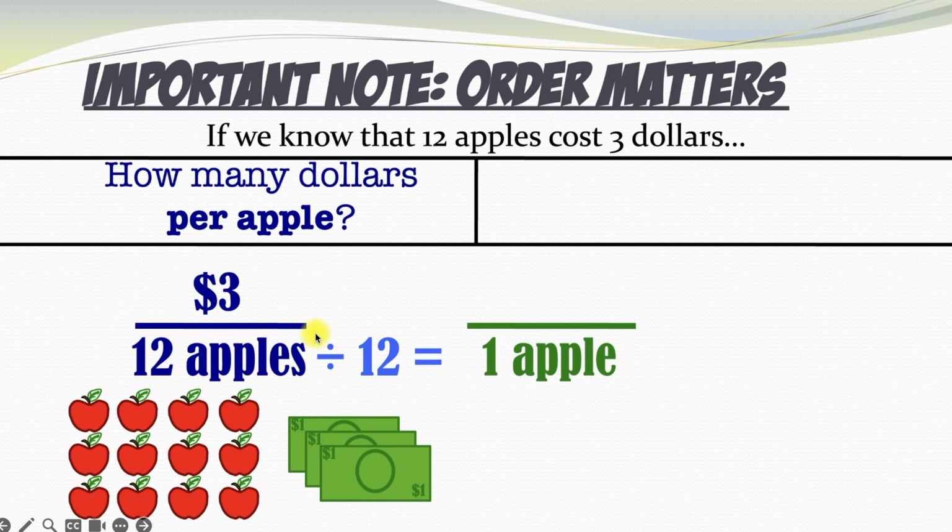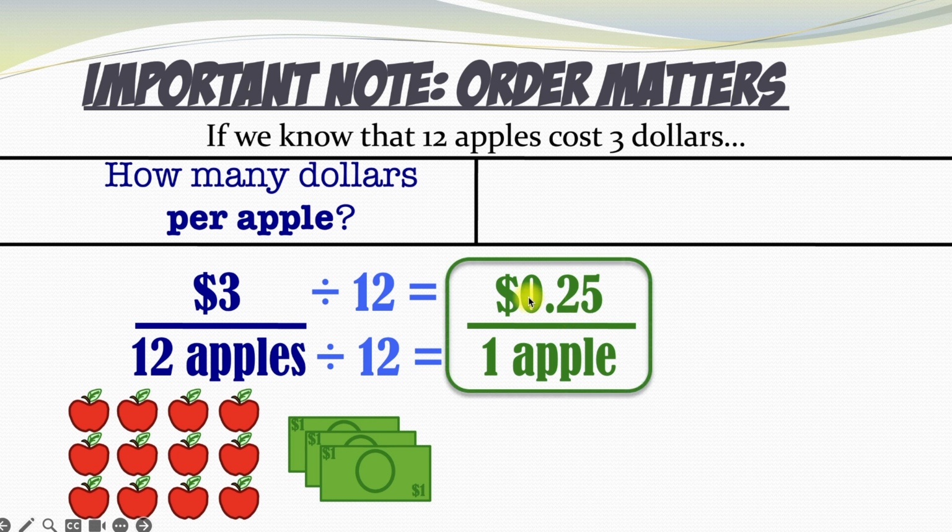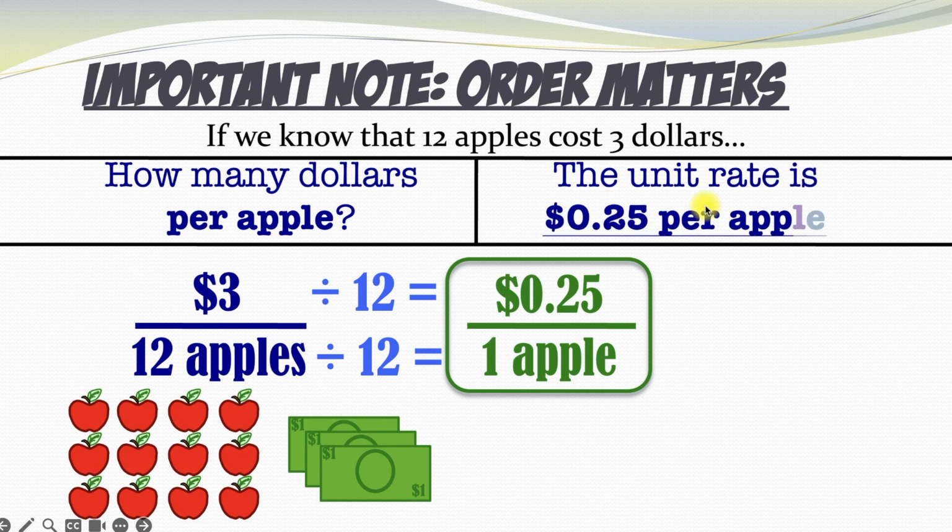Since we divided the bottom by 12, what do we do to the top? Well, we do the same exact thing. We divide that by 12 as well. And 3 divided by 12 equals 25 cents. So we now know that it costs 25 cents for every 1 apple. And if we were to read that, we would say the unit rate is 25 cents per apple.